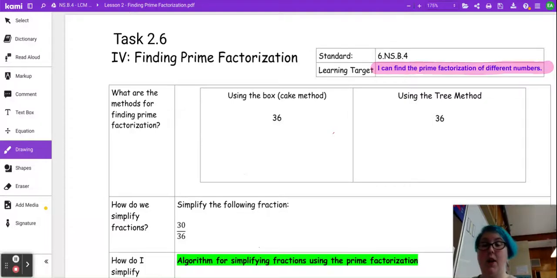Hello, mathematicians, and welcome to this video for task 2.6. Today we're going to find prime factorization of different numbers.